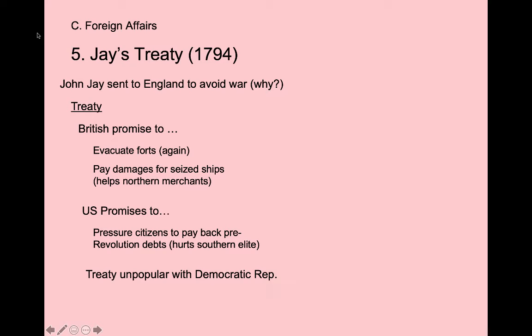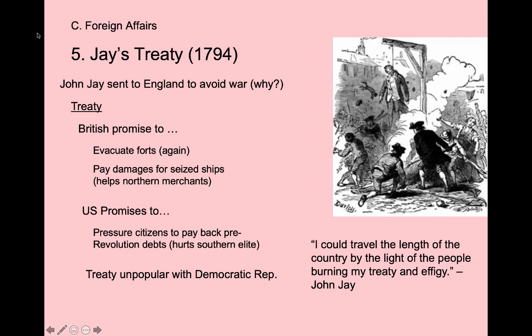Now, when Jay comes back with the treaty, this is going to make the Democratic Republicans very mad because we're missing an opportunity to help our friends, the French. And so they're very upset with this, and England didn't promise to respect our rights in the future, and so they're very mad. And so we see them burning effigies of John Jay and his treaty when he comes back. Now, this is not Jay himself, thankfully, for John Jay, but it's just a mock-up of him. And this is like these Democratic Republican mobs are saying, if we could get our hands on John Jay, this is what we would do to him.